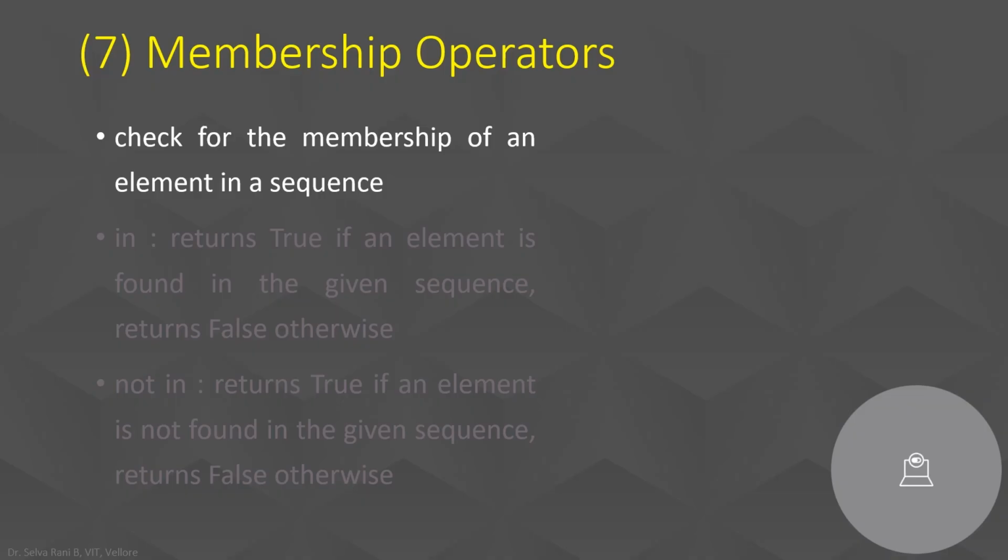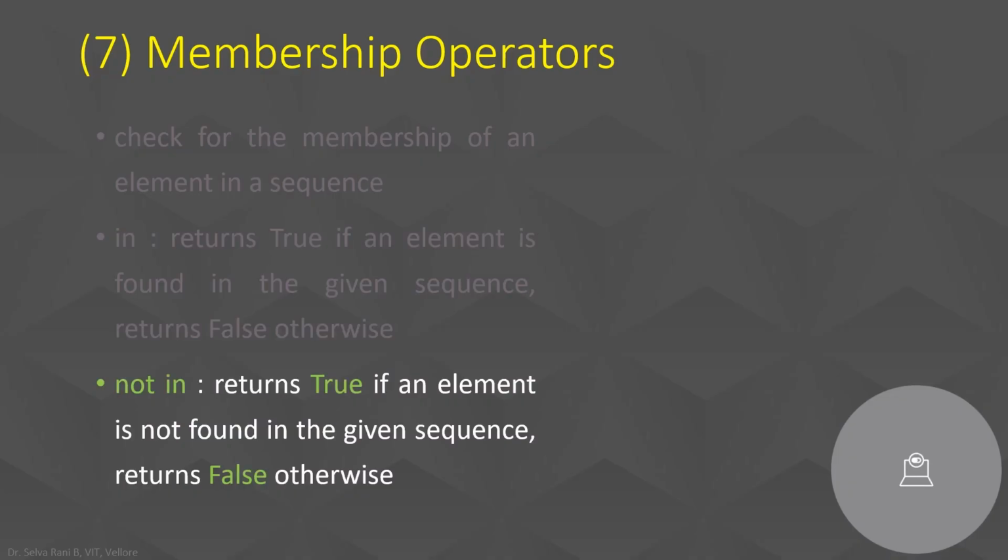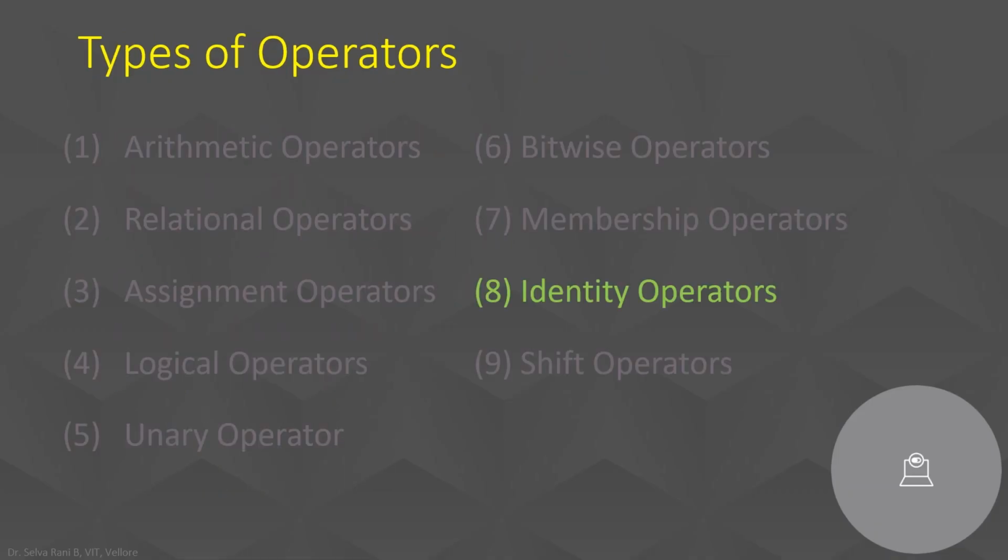So these operators check for the membership of an element in a sequence, and in returns true if the element is found in the given sequence. It returns false otherwise. In contrast, not in returns true if an element is not found in the given sequence and returns false otherwise. So let's see membership operators while learning the sequences in Python.